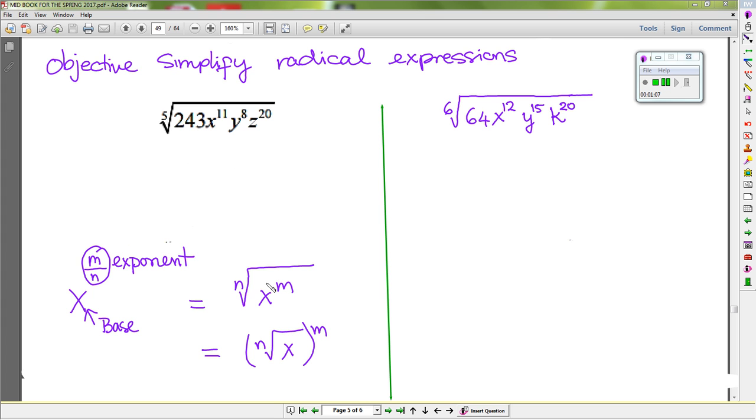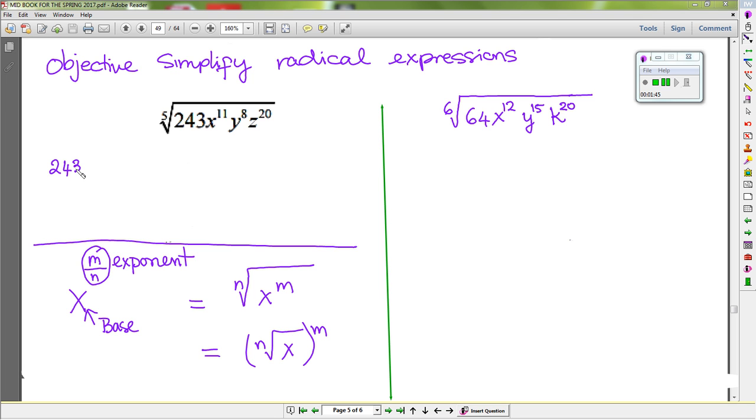Okay, so this will be our review. So let's go ahead and apply this concept here. So we have n is 5. I'm going to write each one of them, going from the radical to the fraction exponent. So I'm going to start with the first one, 243.